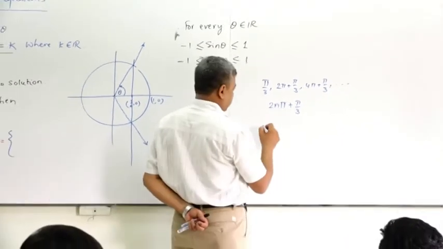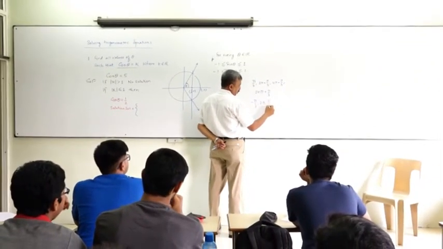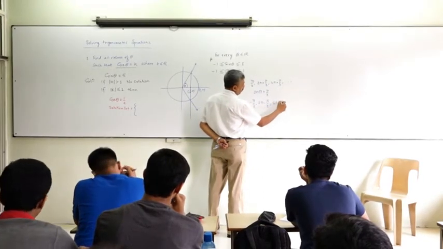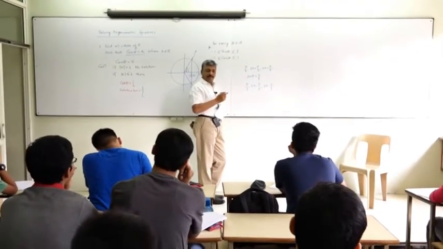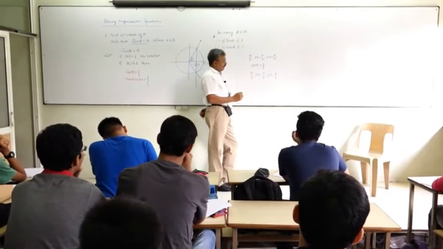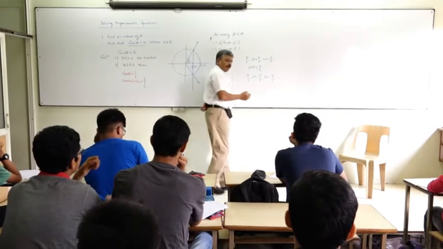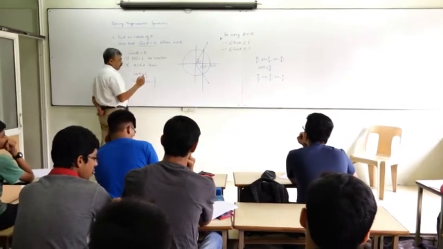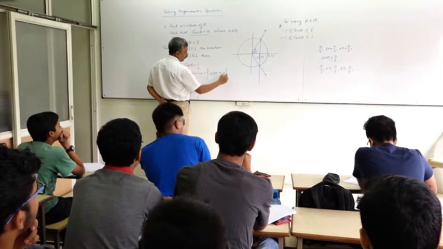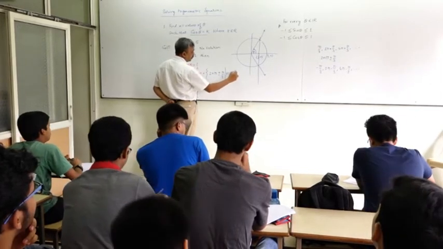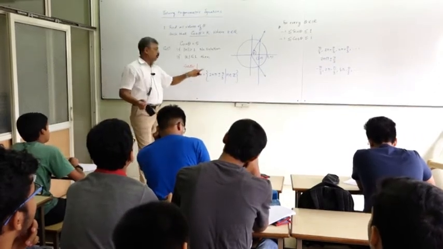What are the other answers? Minus pi by 3, comma, 2 pi minus pi by 3, comma, 4 pi minus pi by 3, all these values also will give you cos theta is equal to half. Correct? So how do we write them? Do we have any method? 2 pi n plus or minus pi by 3 will take care of everything. So therefore this is 2n pi plus or minus pi by 3, where n belongs to integers. This is the solution set. If you are asked to solve this problem, your solution set looks like this.